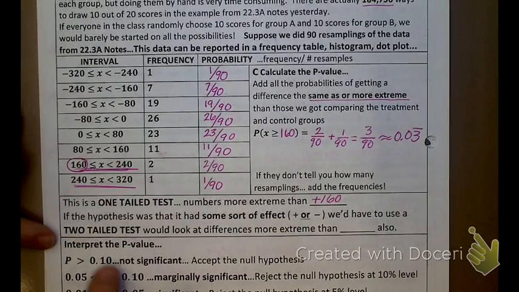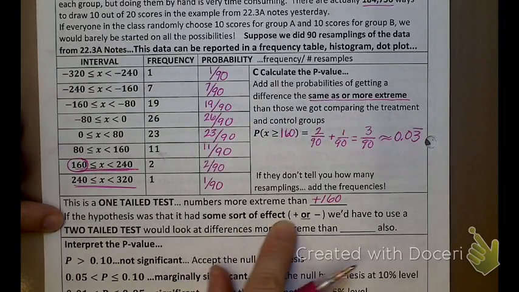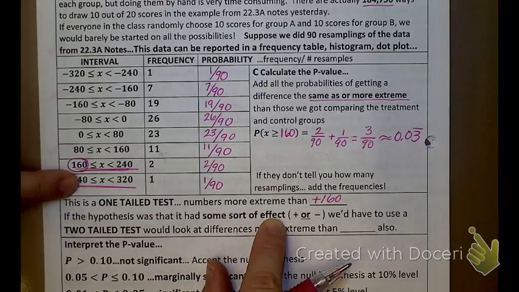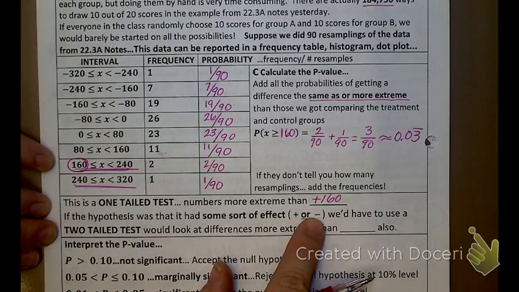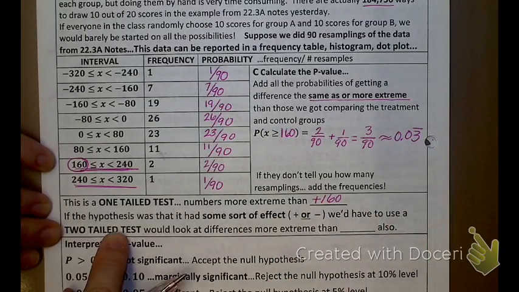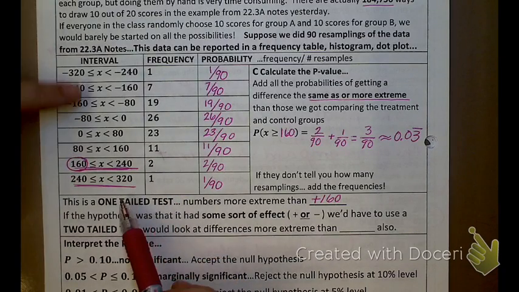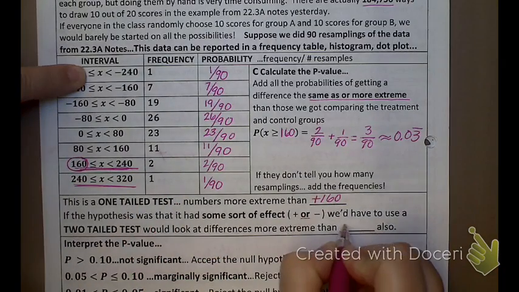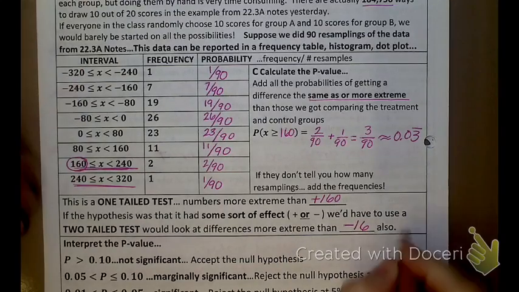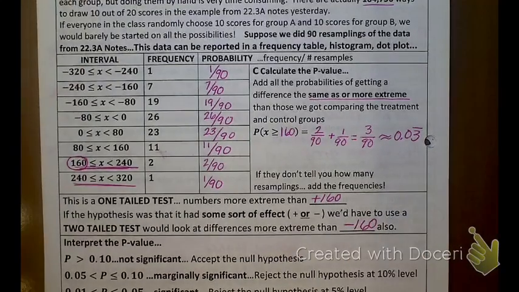If the hypothesis was that it had some sort of effect, not necessarily a positive effect, but a positive or a negative, we'd have to use a two-tailed test where we would look both at the greater than 160 or less than negative 160 also, because that gives us our extreme values.